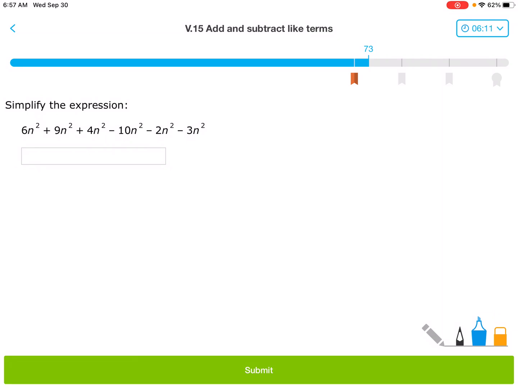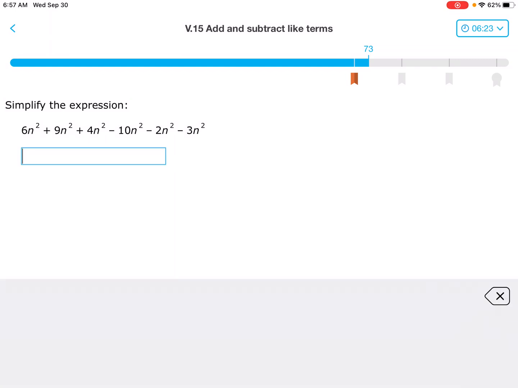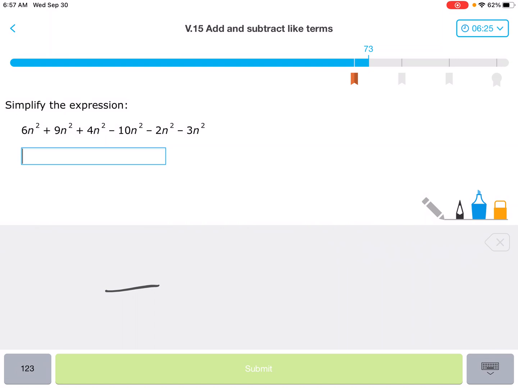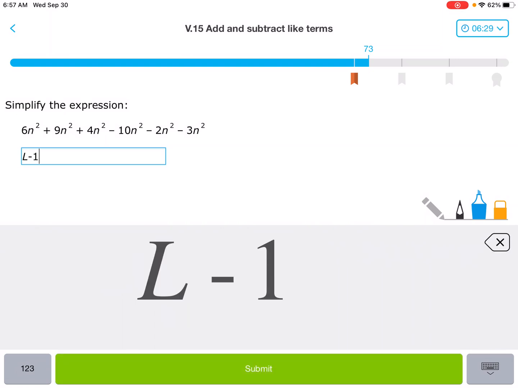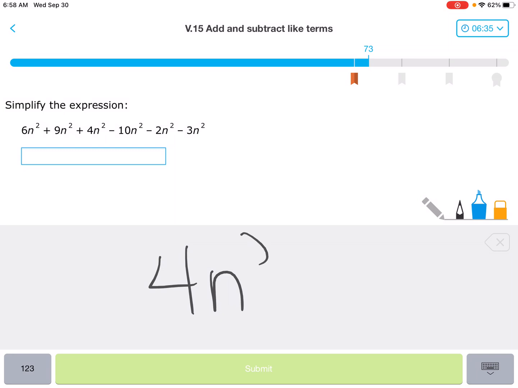Okay, so this one looks hard, but it's not. They're all the same term, so I'm just looking at the numbers. 6 plus 9 is 15, plus 4 is 19, minus 10 is 9, minus 2 is 7, and minus 3 gives me positive 4n squared.